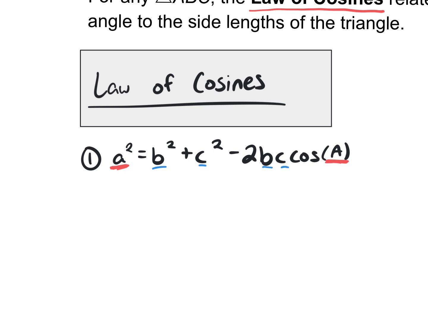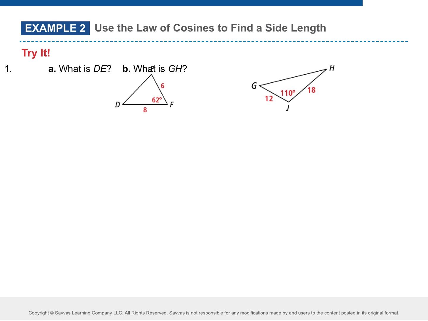What I think is going to help this make the most sense is if we just jump right into an example of how to set it up. So you have that example to look at. I'm just going to rewrite it up here. So I have a squared equals b squared plus c squared minus 2bc cosine of A.